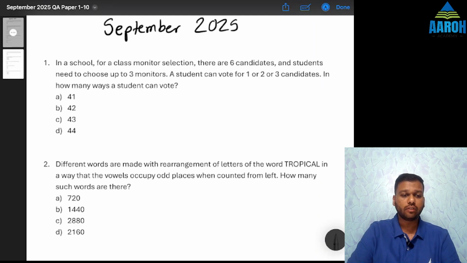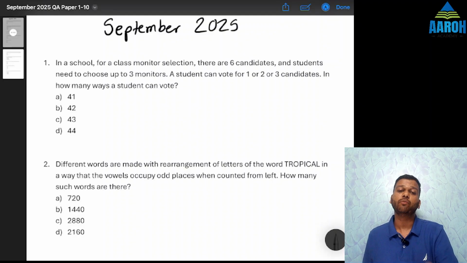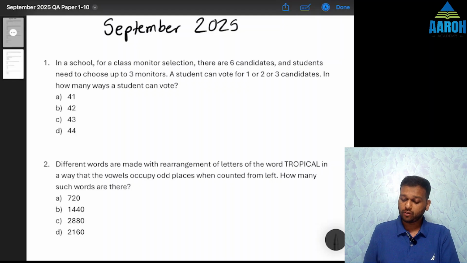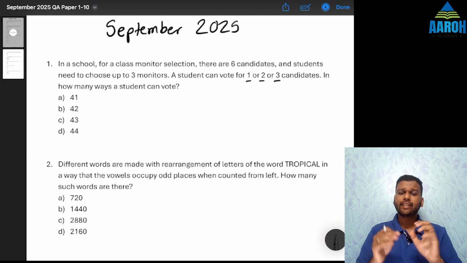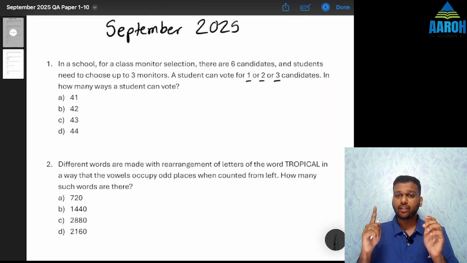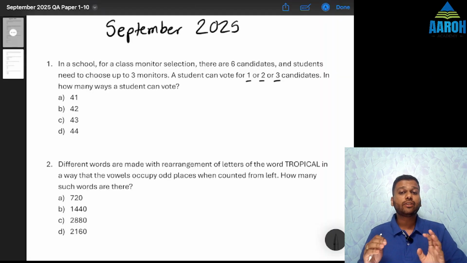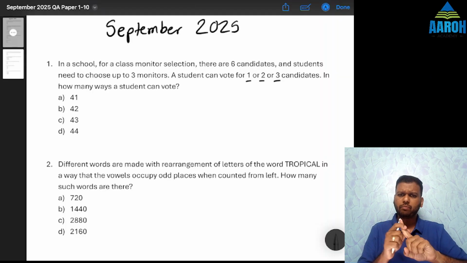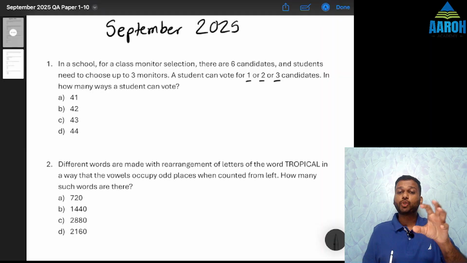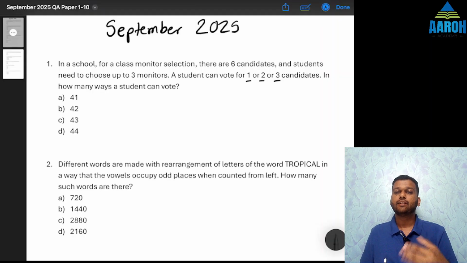First, in a school, for a class monitor selection, there are 6 candidates and students need to choose up to 3 monitors. A student can vote for 1, 2 or 3 candidates. In how many ways can a student vote? They are saying out of 6, you can vote for either 1 or 2 or 3. They are not saying that you have to vote in an order, first, second and third. You just have to vote for 1 person, 2 people or 3 people. That means you have to select 1, 2 or 3. Select means combinations and not permutations.